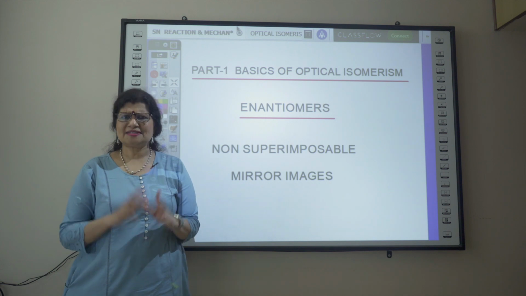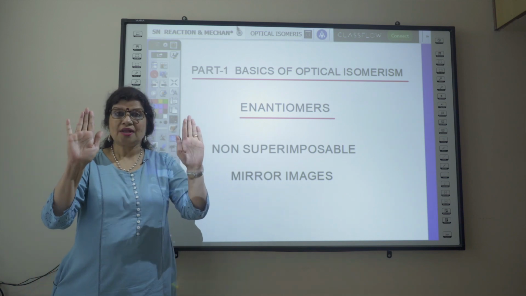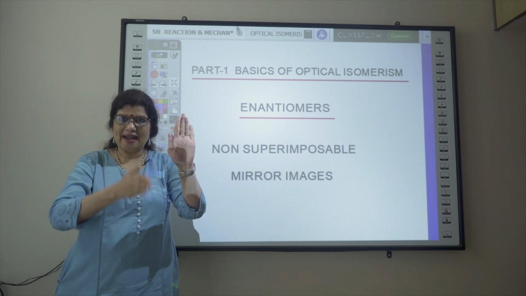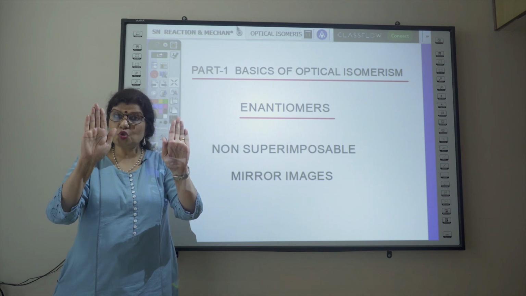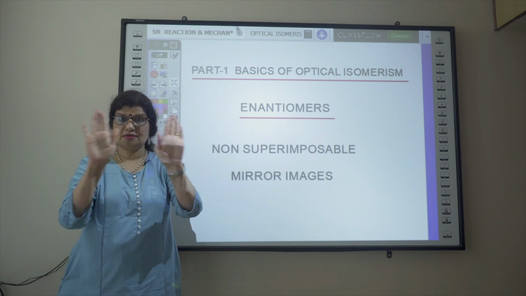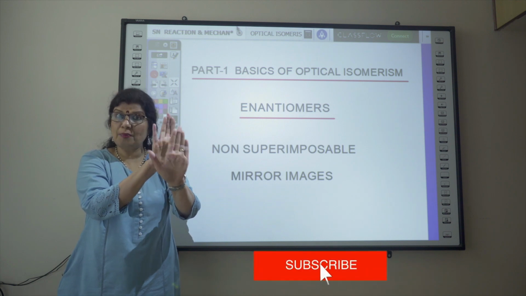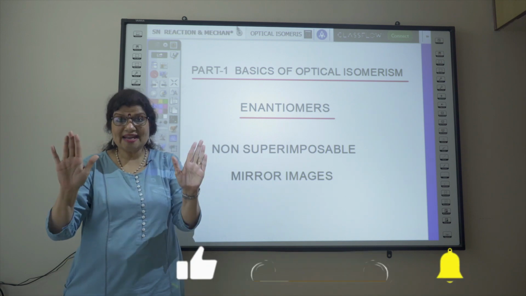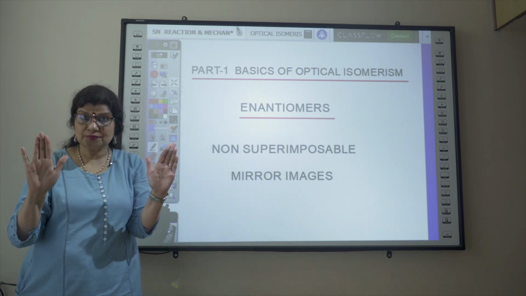Now what do we mean by non-superimposable mirror images? A simple example: the learning of this concept started with the palms. Our palms, the left palm and the right palm, look like mirror images. Imagine a plain mirror between the left and the right palm; they look like mirror images. Now I'm trying to superimpose my right palm on the left palm. This is called superimposition, not this. I notice that the two palms are not superimposable.